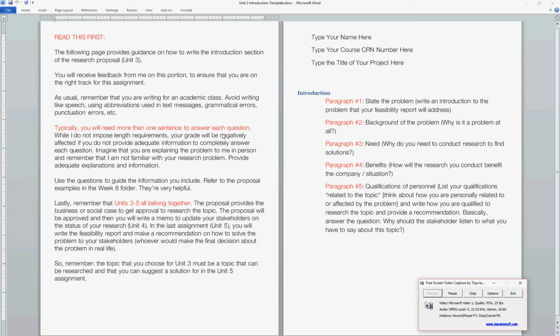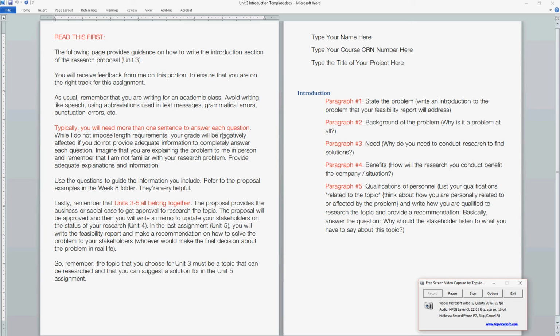Just a quick note, remember that you're writing for an academic class. It's not text message writing, it's not writing like speech, it's not writing to a friend. Remember that these are technical documents, or you can think of them as business documents. So always use your best writing, your best grammar, and avoid writing like how you talk. I definitely don't like how I talk, so we want to make sure that we avoid that.